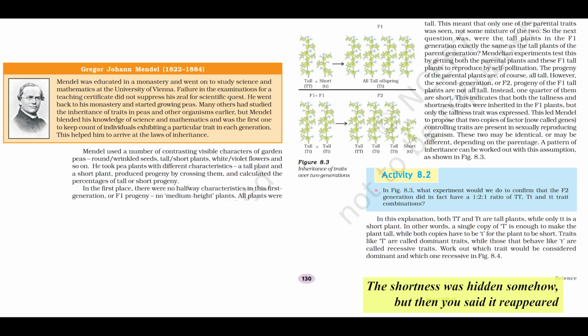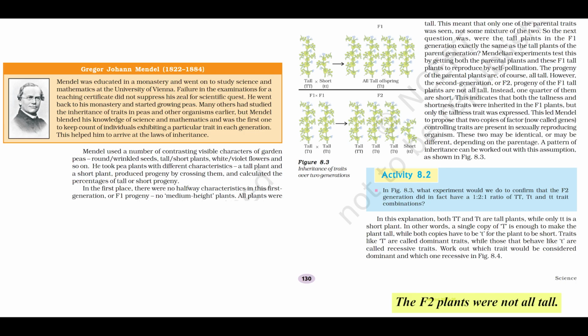Fascinating. The shortness was hidden somehow. But then you said it reappeared in the next generation, the F2, when the F1 plants self-pollinated. That must have been the key moment. Absolutely. The F2 generation held the key. This is where Mendel's careful counting revealed the underlying pattern. He took those F1 tall plants, which resulted from the tall x short cross, and allowed them to self-pollinate. Pollen from an F1 plant fertilized the ovules of the same plant. He collected the seeds, planted them, and grew the second filial, F2, generation.